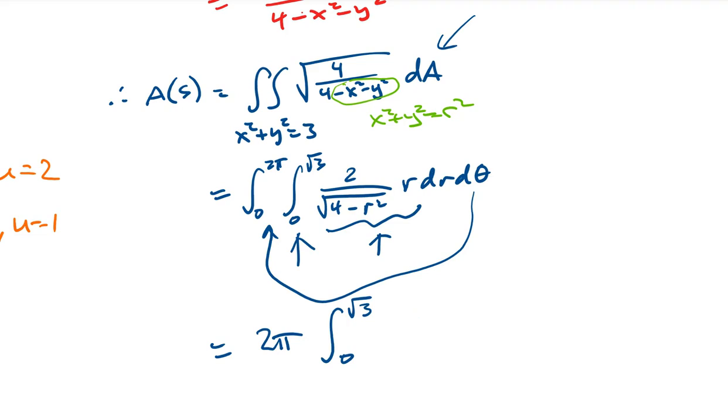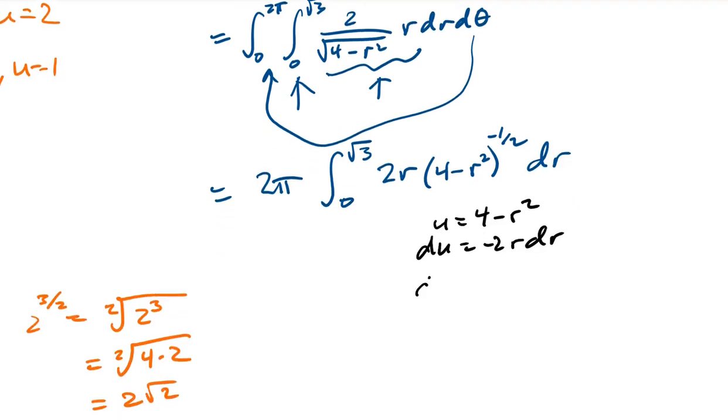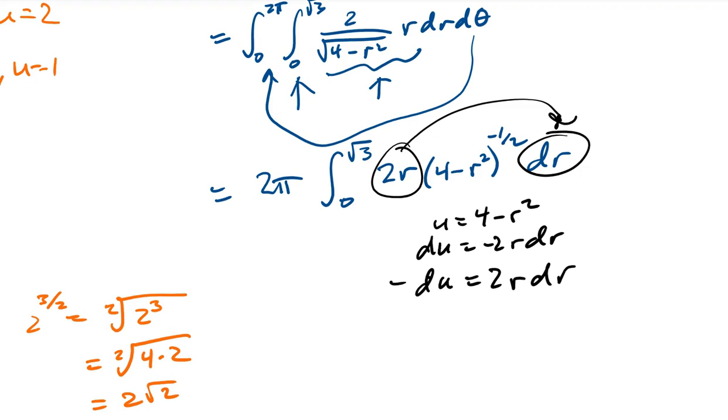Let's go ahead and make that 2r times (4 minus r squared) to the negative 1/2 power, and then dr. So at this point, it looks like we've got u substitution coming. Let u be 4 minus r squared. du is negative 2r dr. Oh, well, no, wait, negative du is 2r dr, and that'll take care of the 2r and the dr together.